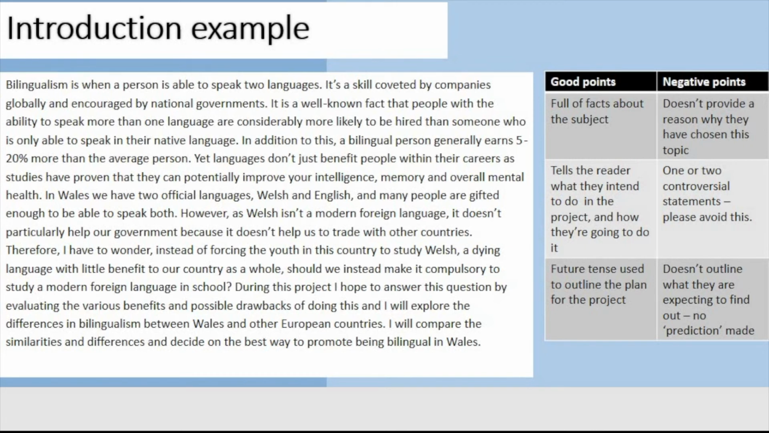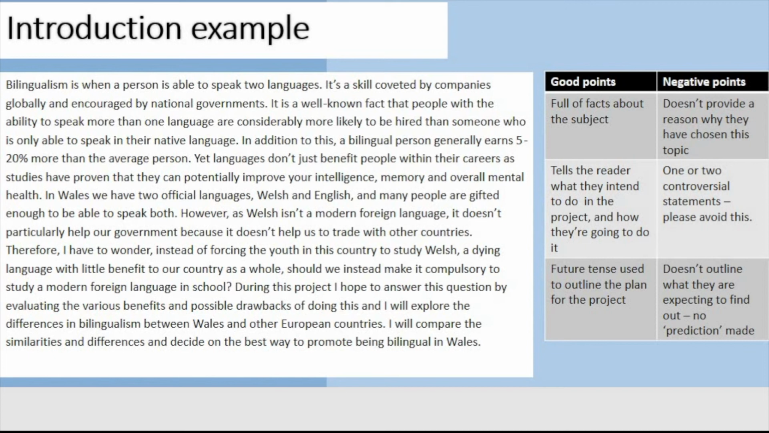Now, although this person had a really good mark for their introduction, there are some negative points as well. For example, they don't actually provide a reason why they've decided to do it on bilingualism. So that would have made this introduction better. There are 1 or 2 controversial statements in this as well, saying that Welsh is a dead language. Now, please avoid statements like this. We don't want that sort of controversy in your project.